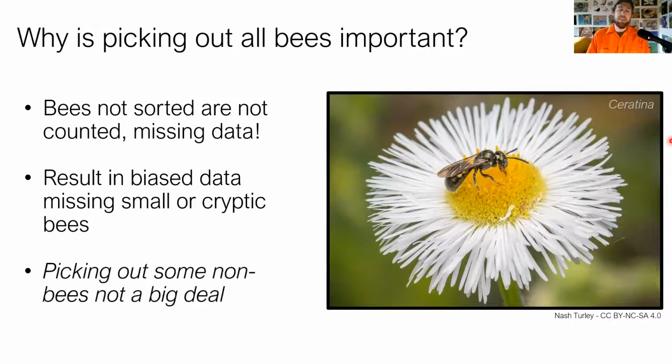And then also, on the flip side, if we're picking out some insects that are not bees, that's really not that big of a deal. We're just left with a few extra specimens that are pinned. It's really no big deal if we're accidentally picking some wasps or things. So it's really important to get all of the bees, and it's not that big of a deal if we're picking out a few things that turn out not to be bees.